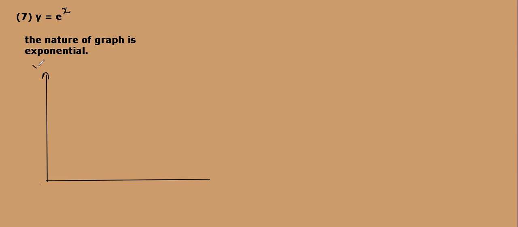So here we have the y-axis, here we have the x-axis. In this case, if x value is equal to 0, then y is equal to e raised to the power 0, that value comes out to be 1. When x value is equal to 1, then y value also changes very fast. So y is e raised to the power 1, it comes out to be 2.718.